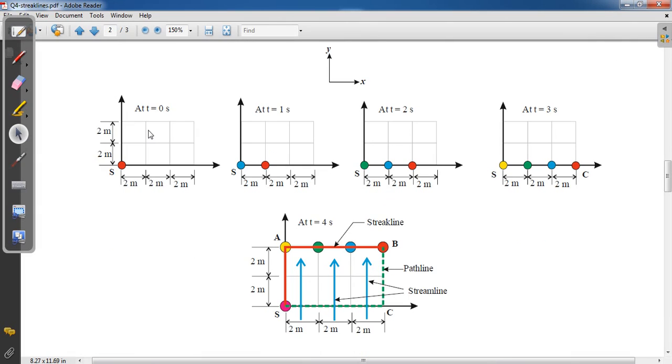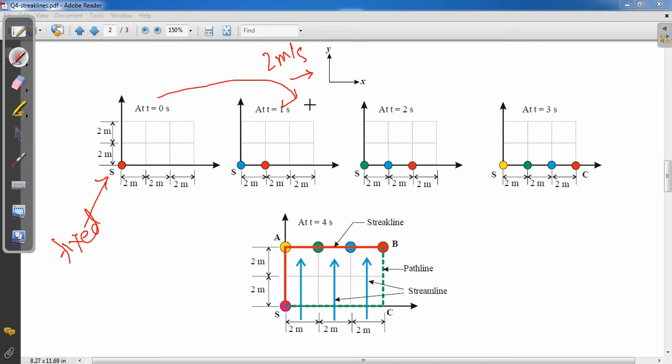We have defined the positive y-axis and x-axis direction as positive. At t equal to 0, this S is the fixed point. You have to always mark where the fixed point is lying. At t equal to 0, a particle will be ready to be ejected from here. At t equal to 1 second, this will travel 2 meter, because velocity was given as 2 meter per second in positive x direction. And then the next particle will be here ready to be ejected, that is blue.